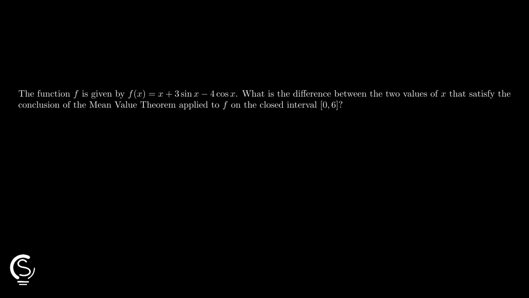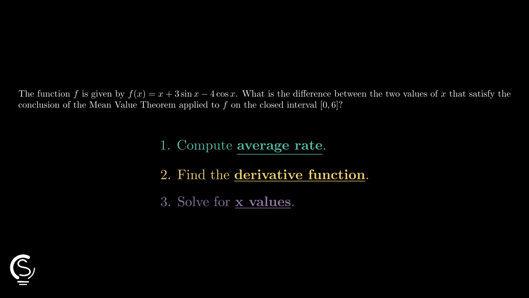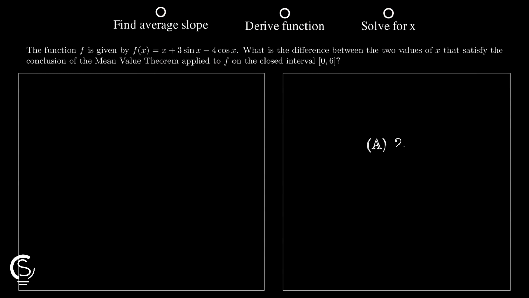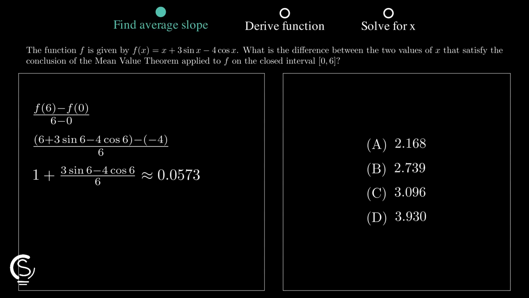Calculus problems like this average rate of change question looked intimidating, but you can solve them in 60 seconds by following these 3 simple, fast steps. First, find the average rate of change over the interval 0 to 6. Evaluate the function at the endpoints and divide the difference by the interval length of exactly 6.